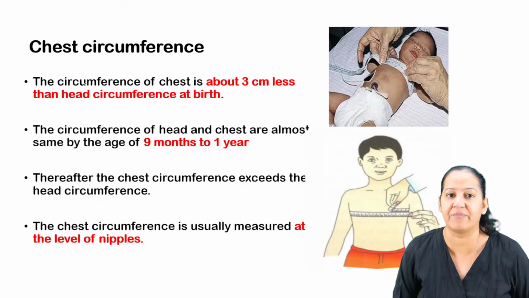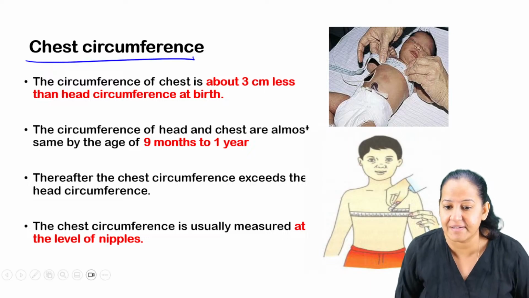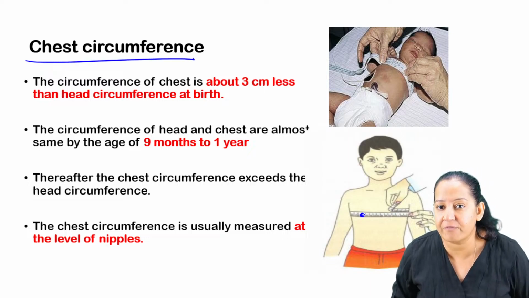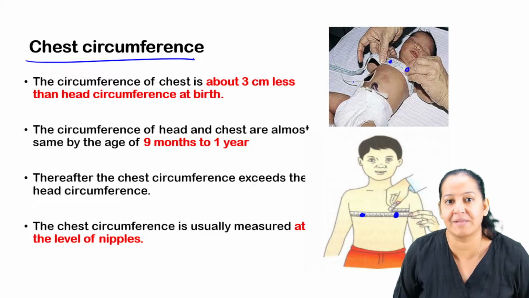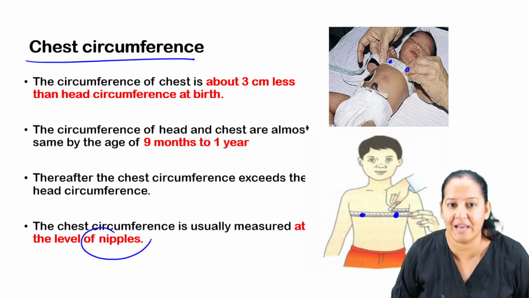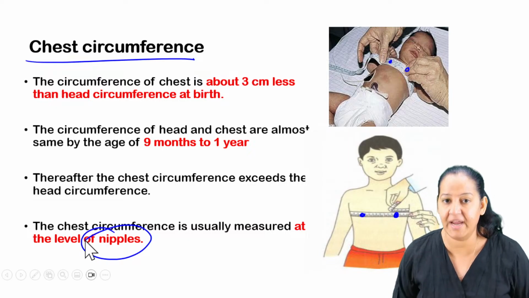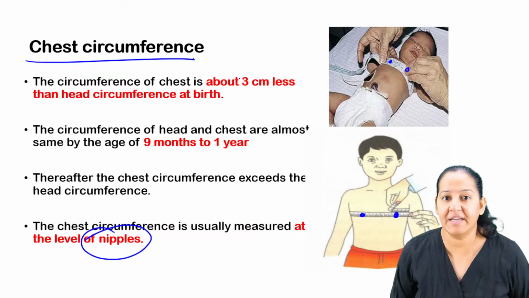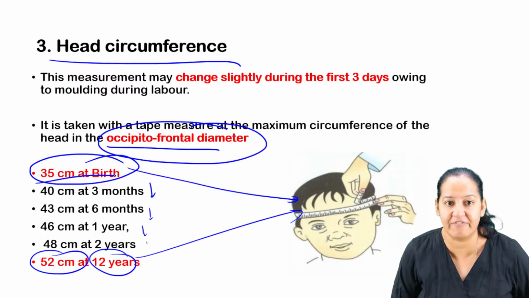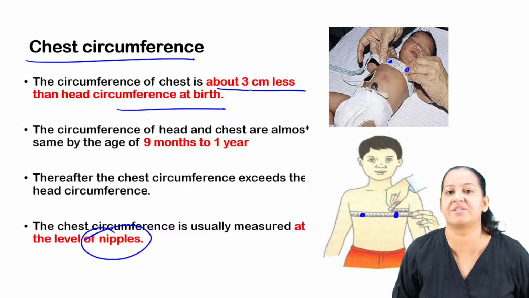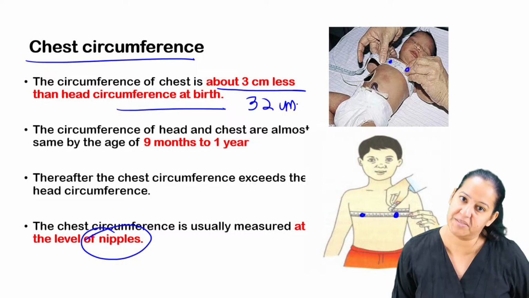Coming to the next, chest circumference. The chest circumference has to be measured at the level of the nipples in a child. First thing, say the level. What is the measurement? It is 3 centimeter less than the head circumference. The head circumference is 35, so 3 centimeter less than that is 32. At birth, it's 32 centimeter.